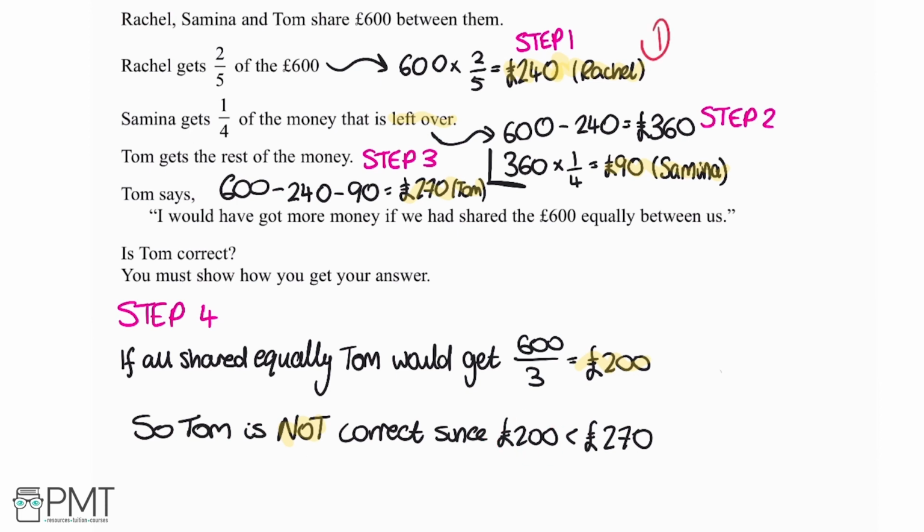And we get a mark here for each of these steps. And then a final concluding statement here, saying that Tom's not correct and explaining why.